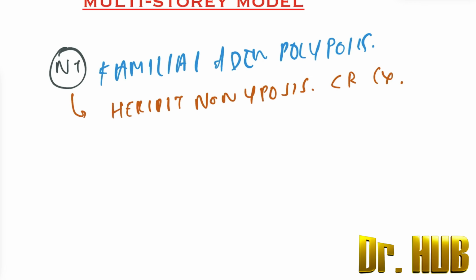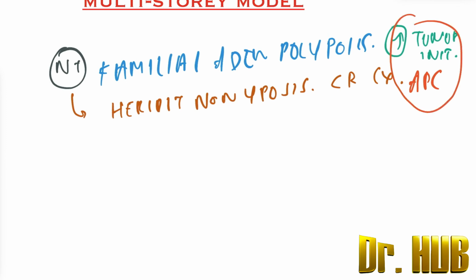So what about the tumor initiation? The tumor initiation is increased in terms of the FAP. This tumor initiation is increased due to the APC mutation. Whereas in hereditary non-polyposis colorectal cancer, it is normal.